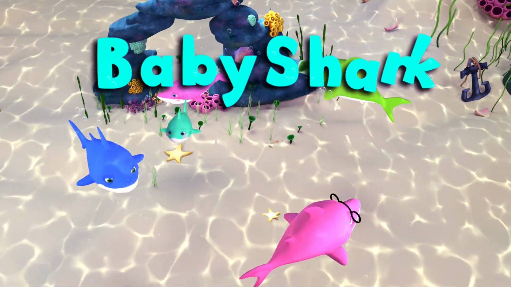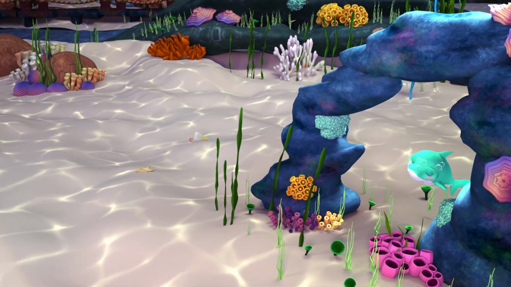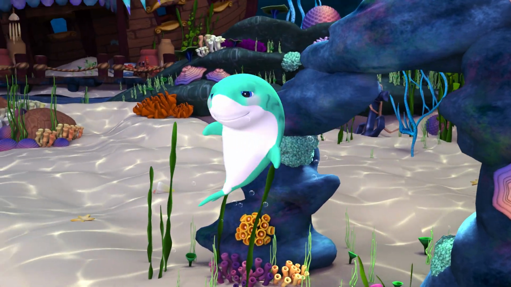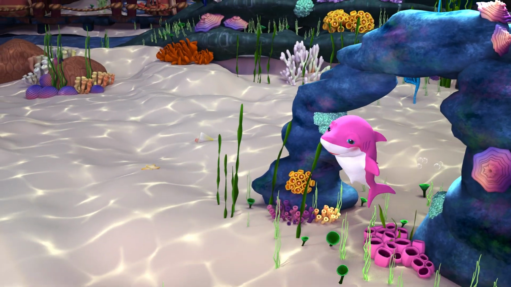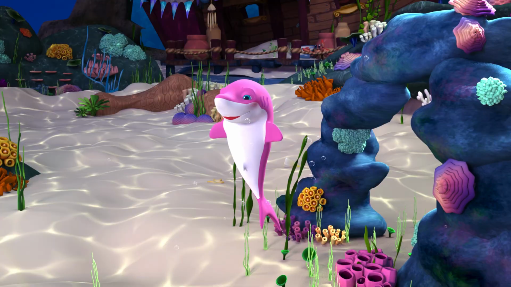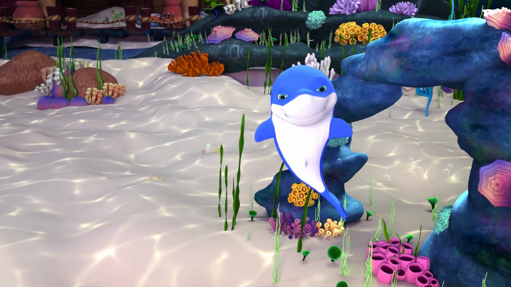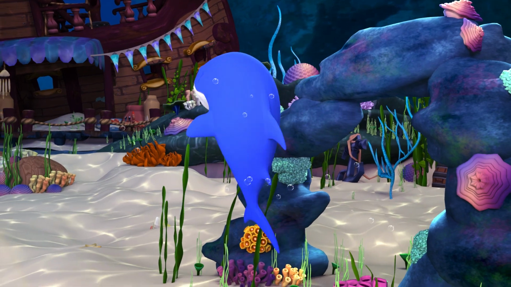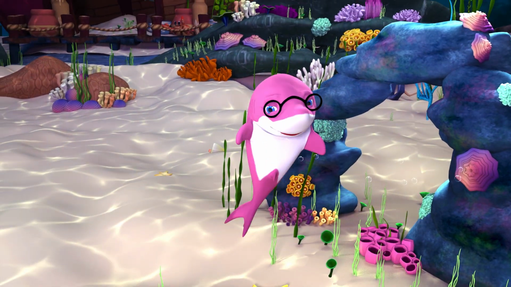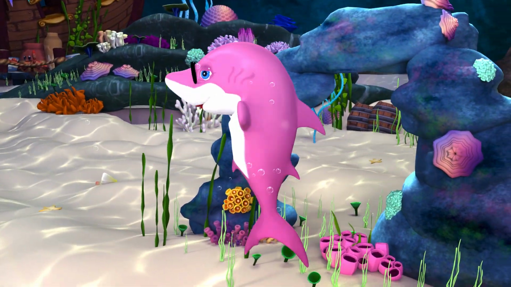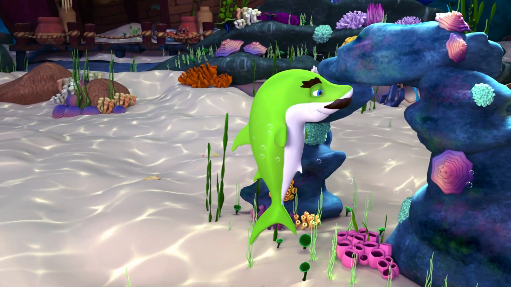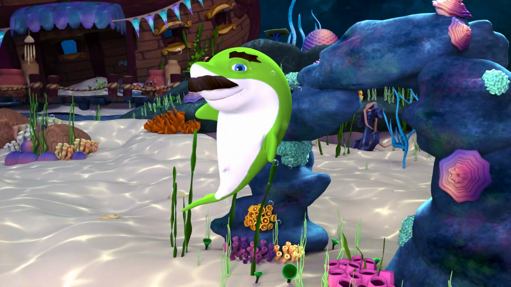Baby shark. Baby shark. Mommy shark. Mommy shark. Daddy shark. Daddy shark. Grandma shark. Grandma shark. Grandpa shark. Grandpa shark.